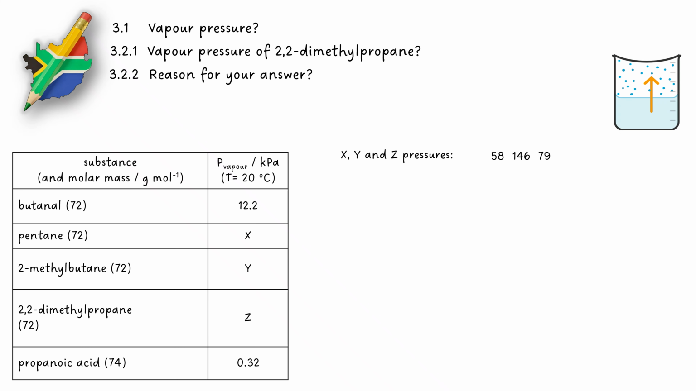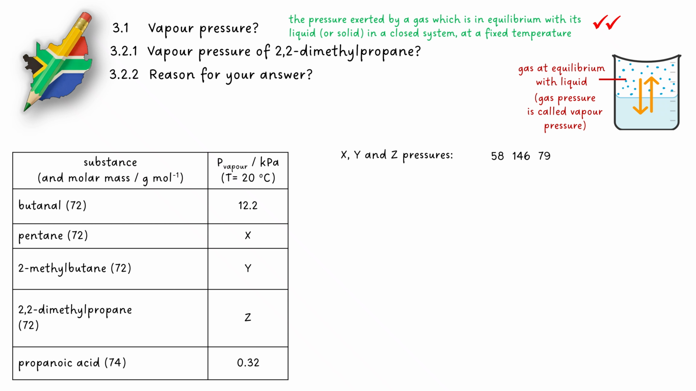When a liquid is put in a closed system where particles cannot escape, some of the liquid particles evaporate, and some condense to reform the liquid. Over time, if the temperature is held constant, an equilibrium forms where the rate of evaporation is equal to the rate of condensation. The pressure of the gas or vapor in this equilibrium system is called the vapor pressure. So we can define vapor pressure as the pressure exerted by a gas which is at equilibrium with its liquid in a closed system at a fixed temperature.